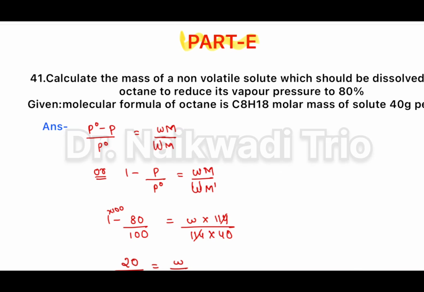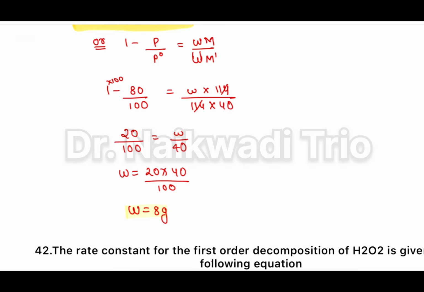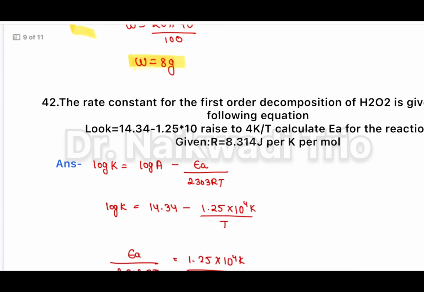Now moving towards part E, which is the numericals. The first question is: calculate the mass of a non-volatile solute which should be dissolved in 114 gram octane to reduce its vapor pressure to 80%. The molecular formula of octane is C8H18, so the molecular mass of that is 114 gram per mole. Now the formula is (P naught minus P) divided by P naught is equal to small w into M divided by capital W into m. Here you have to substitute all the values, and finally you will get the answer as 8 grams.